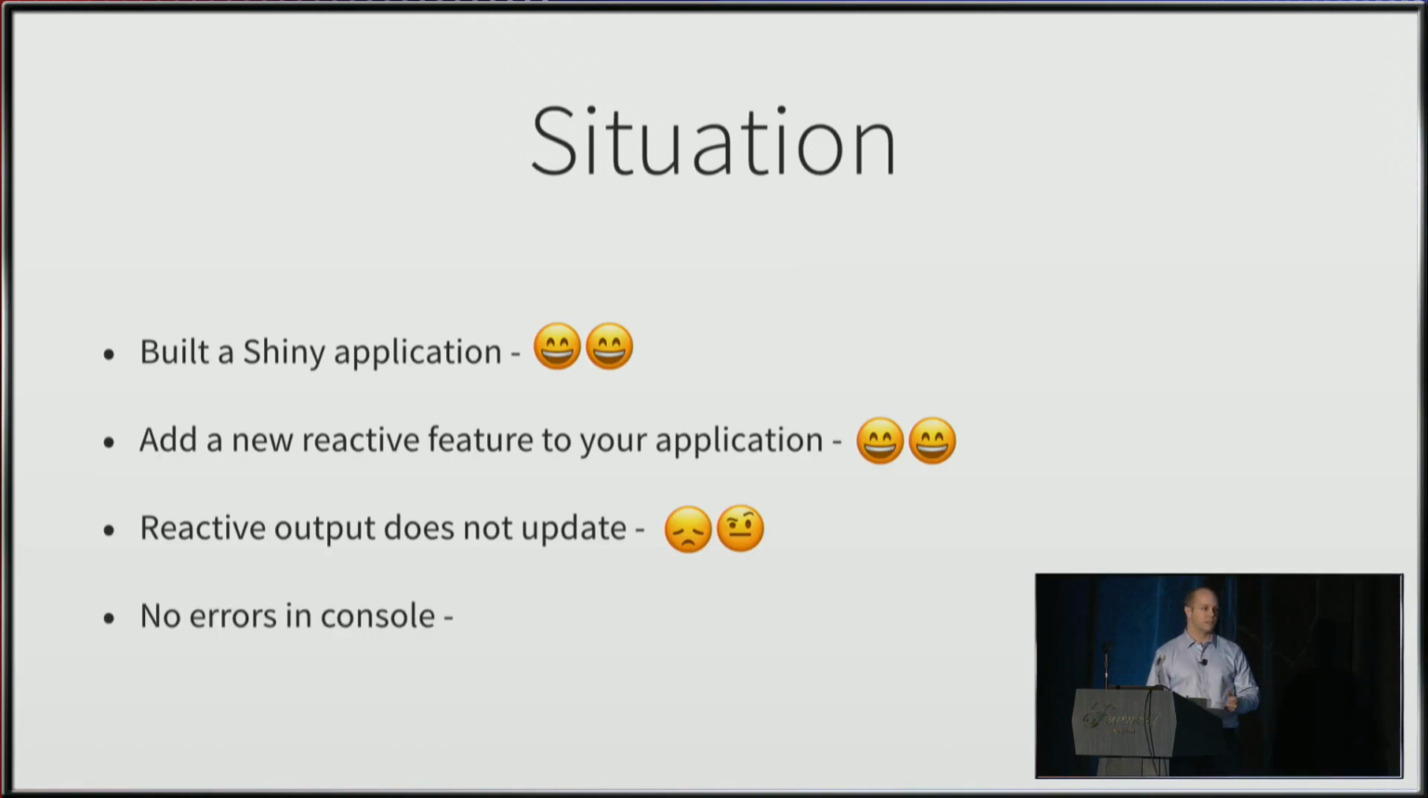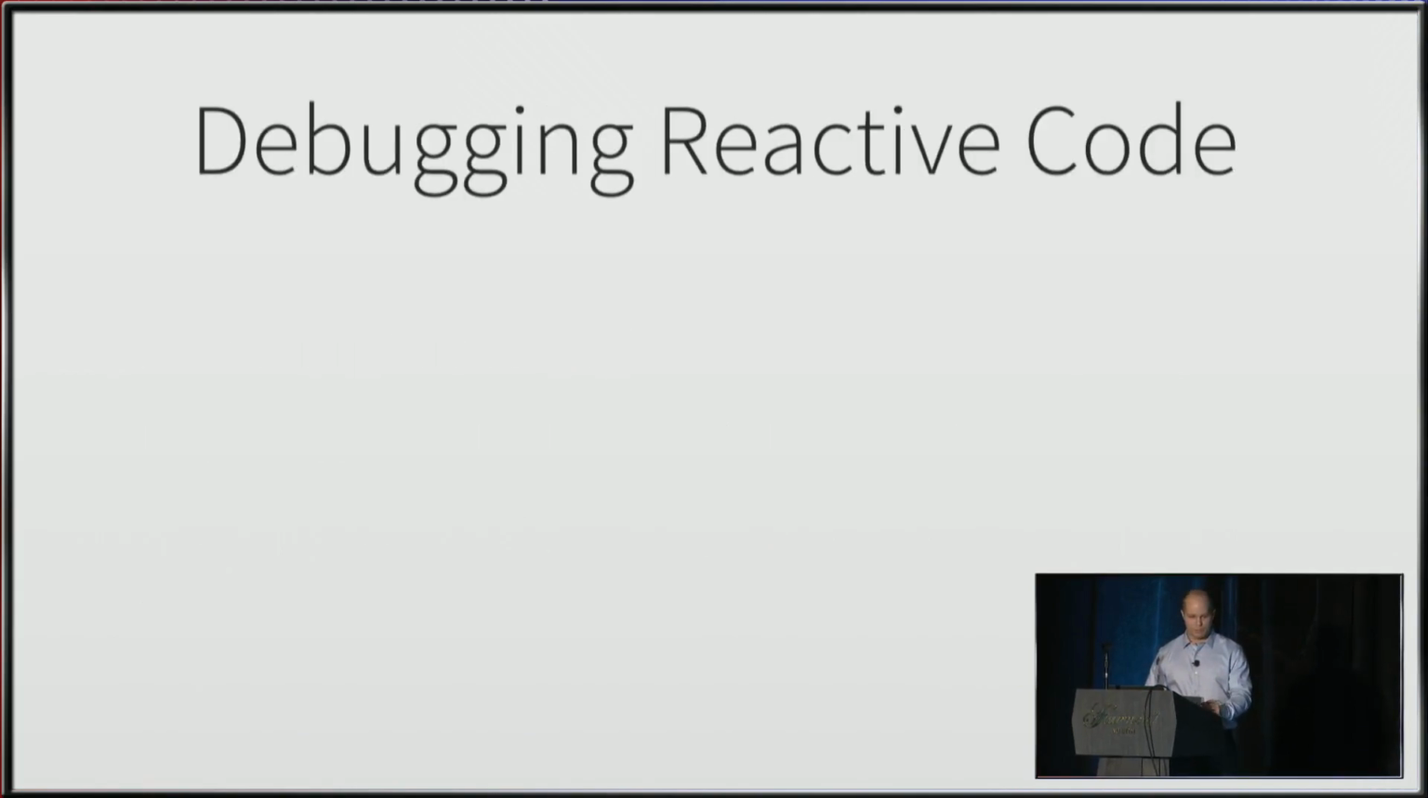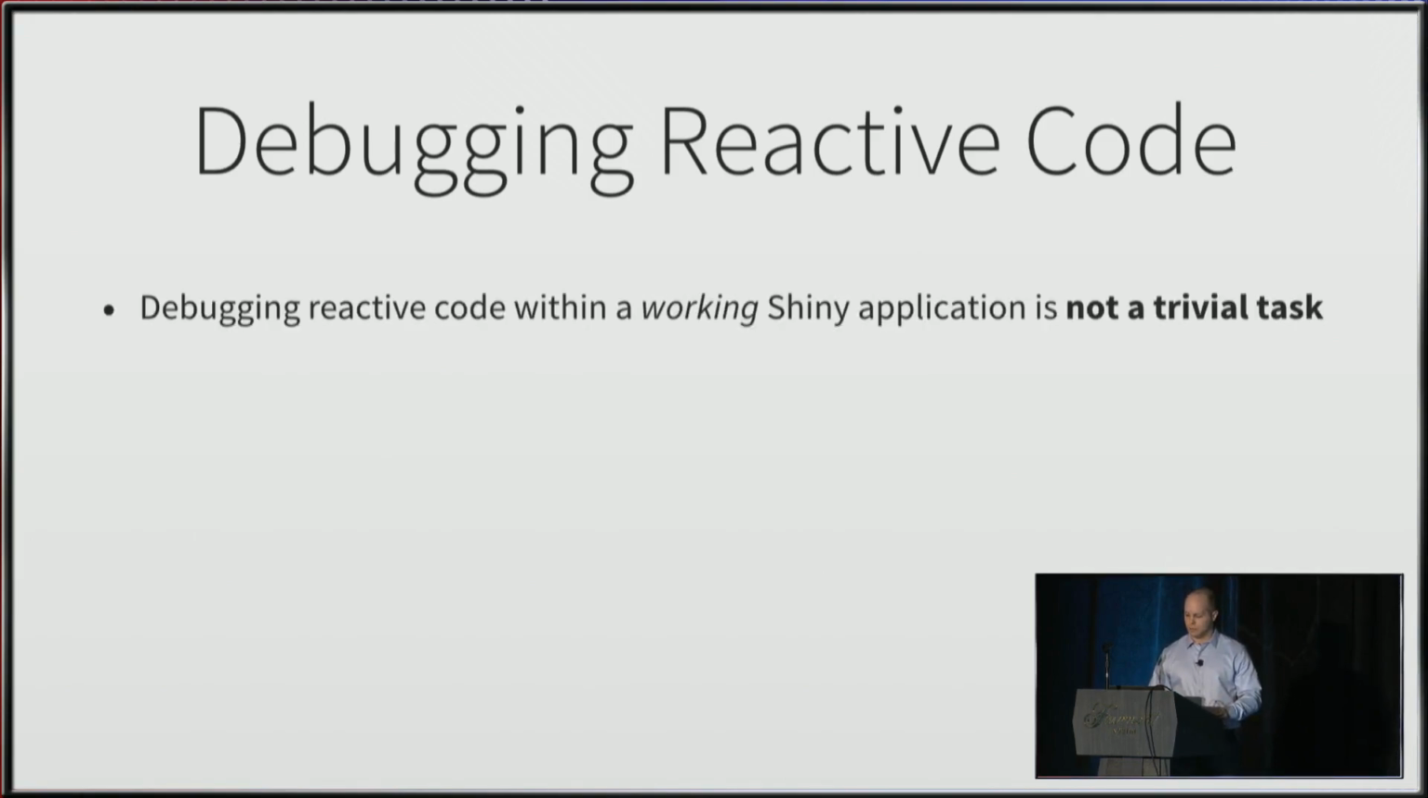So let's check the console, because there's always information in the console, right? That's R. That's where all the traceback information is. No errors. Now we need to start panicking because we're in trouble. I hope by the end of this talk that will not be a scary situation to be in. So we're going to talk about debugging that reactive code that caused that issue.